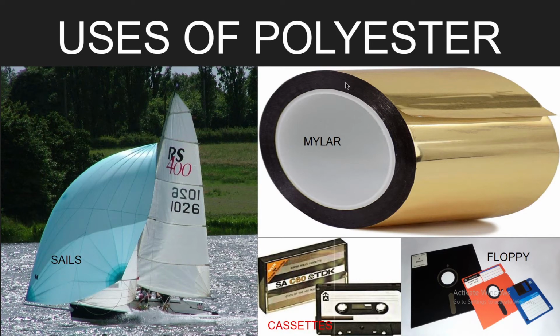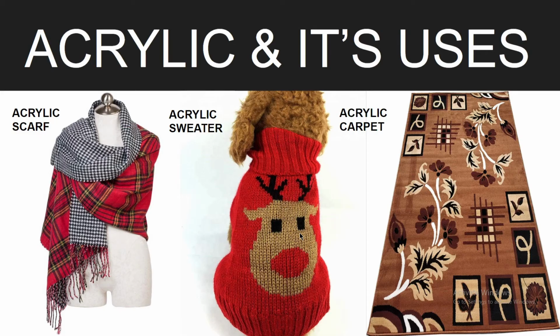Here we are going to see the uses of polyester. Polyester is a very light fabric, so it is used in the lightweight sails of different ships and boats. And then we have Mylar. Mylar is used for different cassettes and floppy disks as well. We have multiple uses in video cassettes and floppy disks. In all of these we are using polyester. Terylene, we are using it in other forms also.